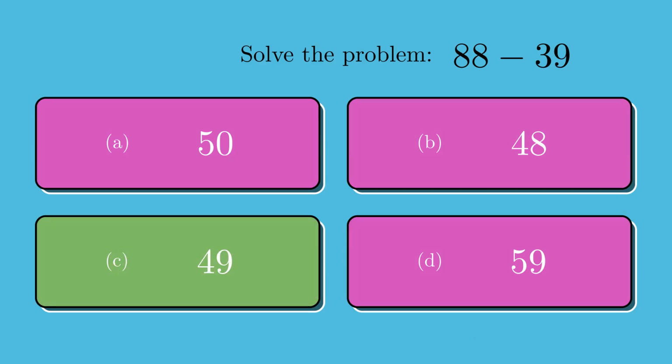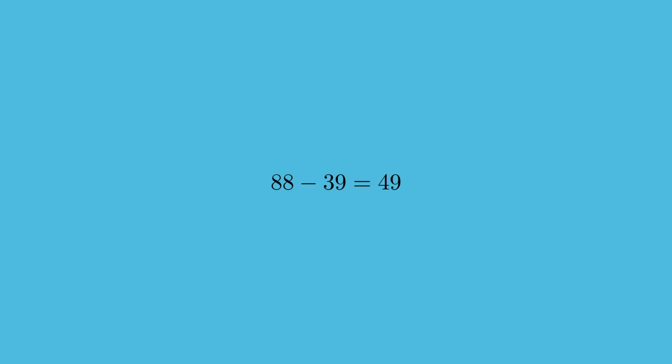Correct answer is C. Start with the number 88. Subtract 39 from it. This simplifies the equation to 49. Thus, the correct answer is 49.